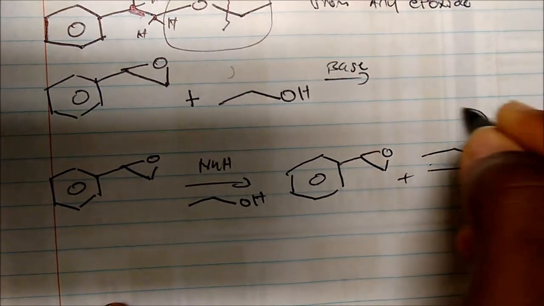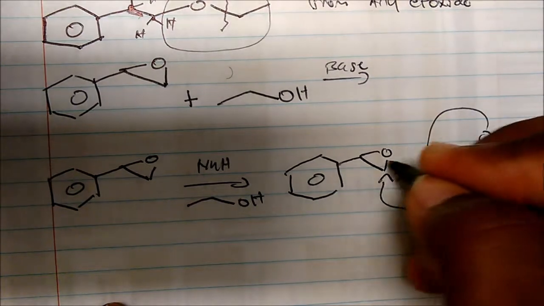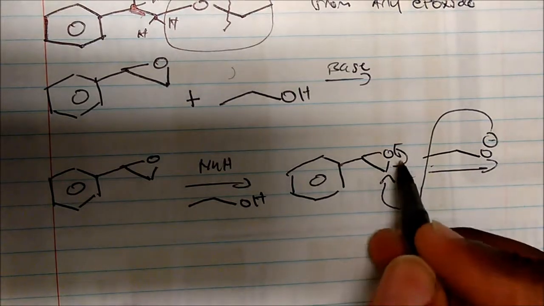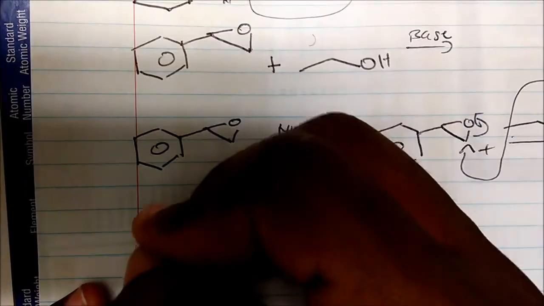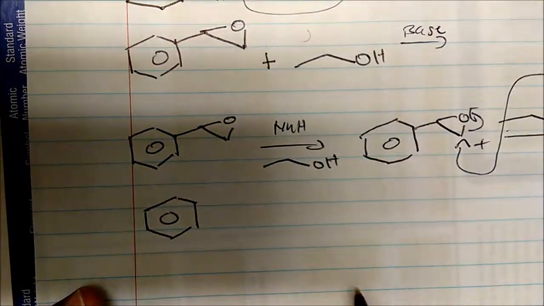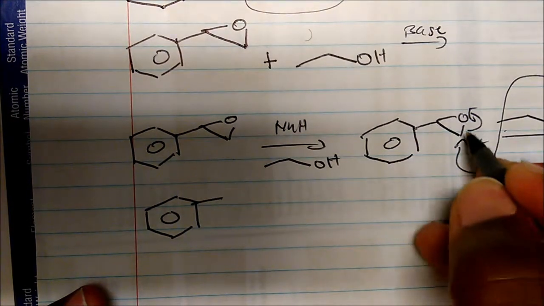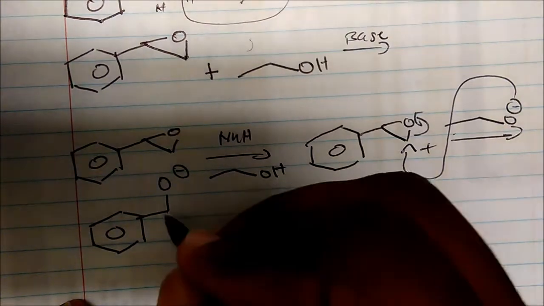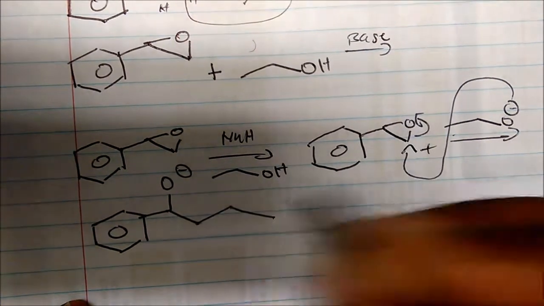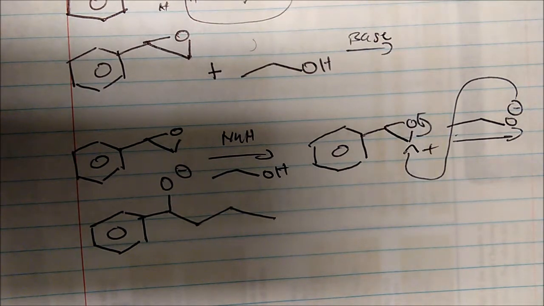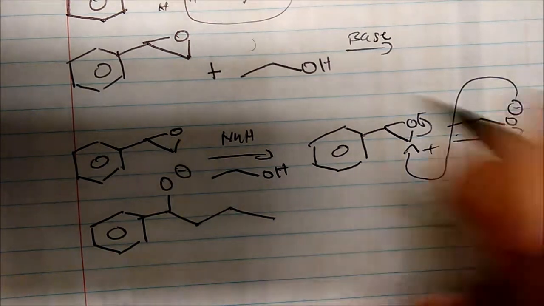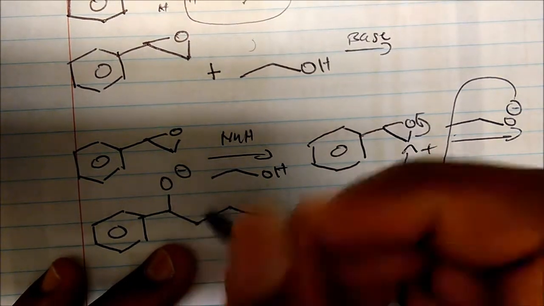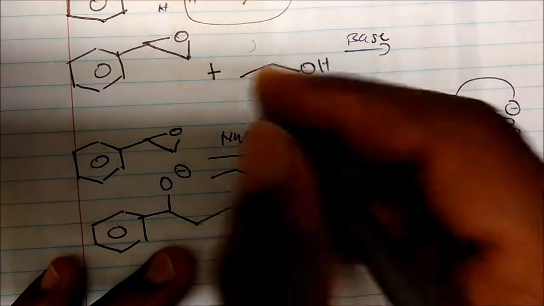So let's see. It comes in, attacks, and kicks off the negatively charged oxygen. So therefore, I have something that looks like this. On this carbon, now we have an O that's negatively charged up there. And this carbon is bonded to a carbon.